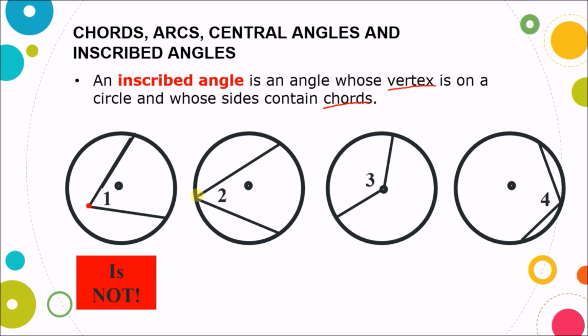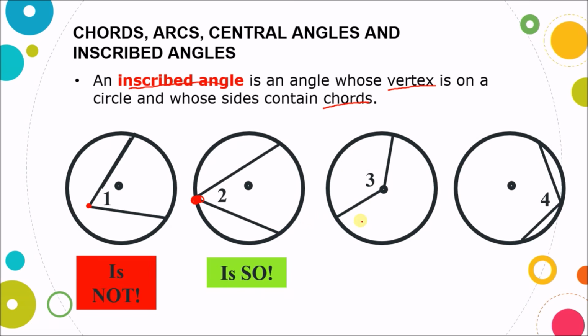Pag sinabi nating on the circle kasi, dapat located siya dun sa circumference ng circle. And again, kapag ito yung vertex ng ating angle, automatically inscribed angle yan, at hindi lang yan, ang chords ay kanyang mga sides. Dito, again, yung angle 2 is an inscribed angle. Angle 1 is not because again, this vertex is not the vertex na nandun sa circumference ng circle.